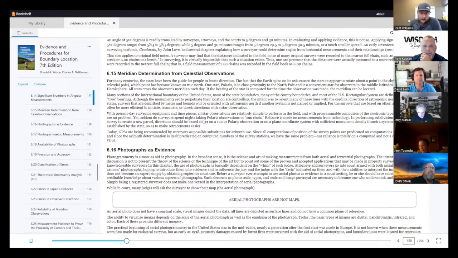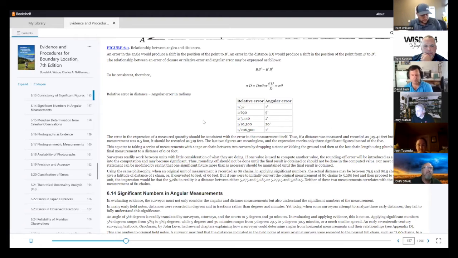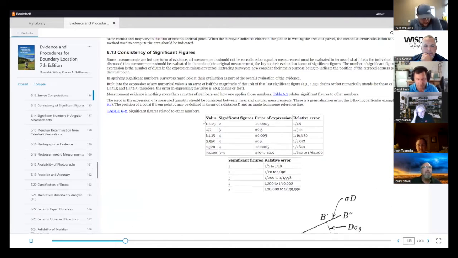Jumping further down here, it goes through some calculations of 6.13, consistency of significant figures. I think this is where I'm going to really breeze past this unless someone wants to dive into it.